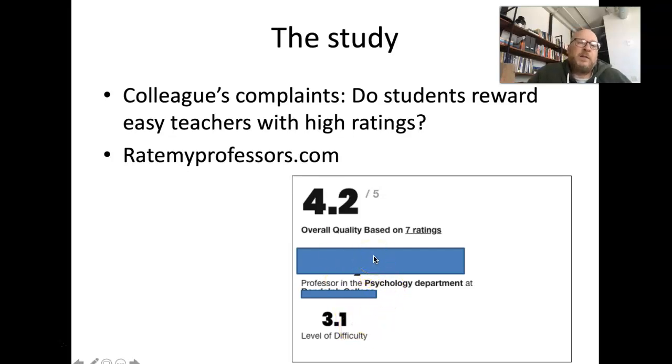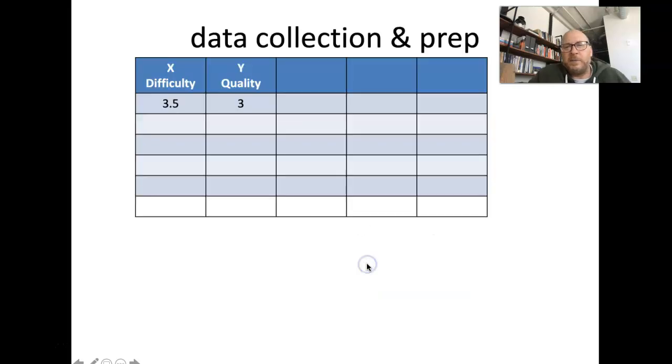I decided it would probably be nicer to remove that person's name here, but it's pretty easy to find professors you might be interested in looking up. Anyway, I thought I would do this as a study and use faculty at Augustana. This person is not at Augustana, so I've gotten rid of that person's rating. Let me show you how I set up my data before we get to the hypothesis test.